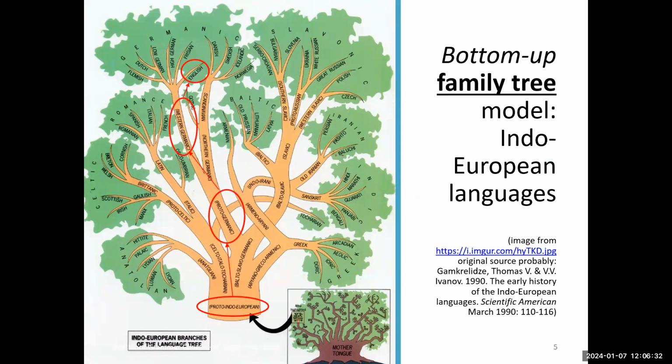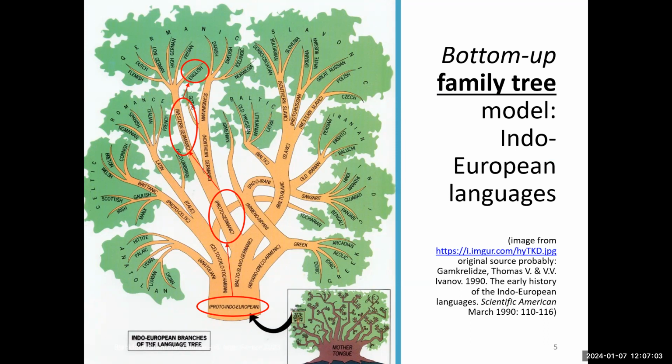One common way to represent the genetic relations in a language family is by means of the so-called family tree model. You could think of the proto-language as the trunk, the subfamilies as the branches, and the individual languages as the leaves. This picture shows a representation of the Indo-European languages. This is the family that English belongs to. Like Algonquian, it's spread over a very large area, in this case, all over Europe and Asia.